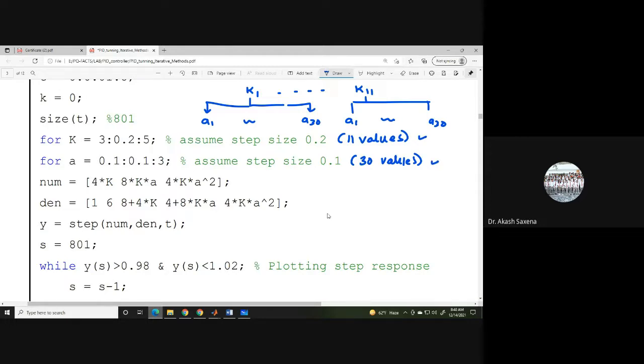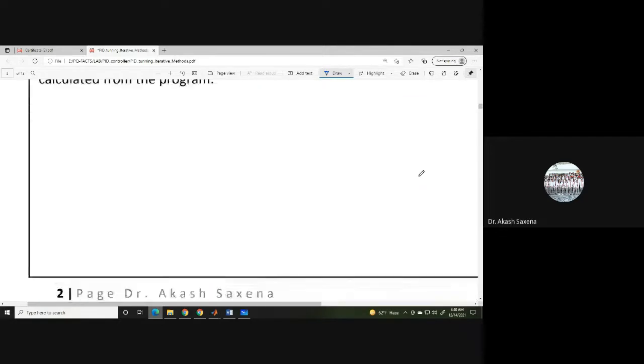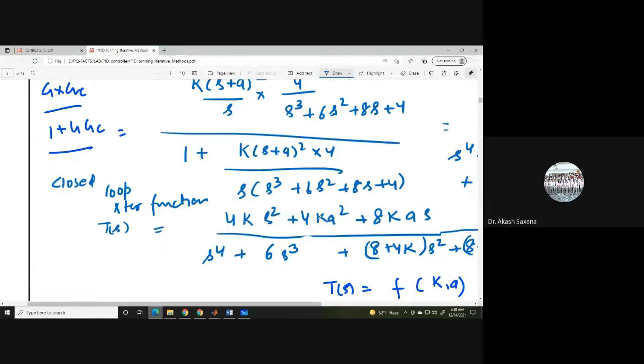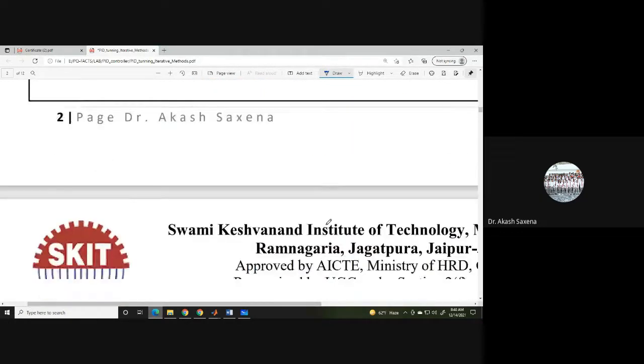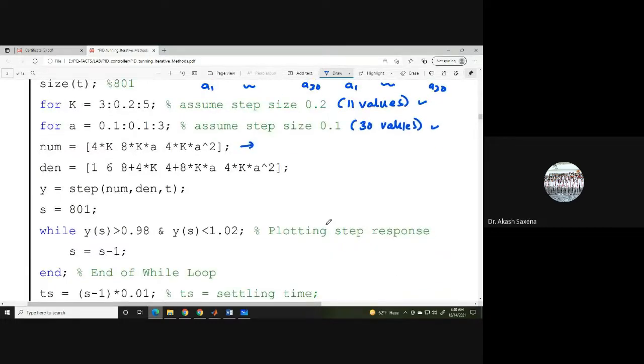Now, as I have shown you, you have to devise some numerator part. So this numerator part is 4k into 8ka. Let me show over here. So the constant part is 4ka square. Here you can say this is the constant part which I have written, 4k square. It is 8k, this is 4k, which you can easily calculate by hand, and which I have already calculated with the help of the formula G into GC divided by 1 plus GGC.